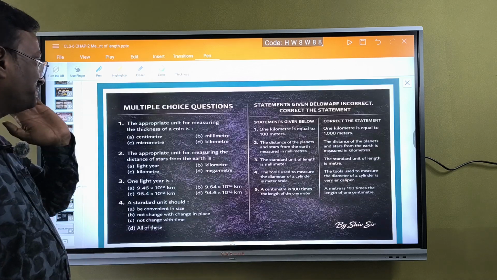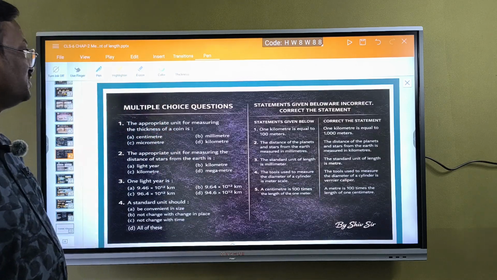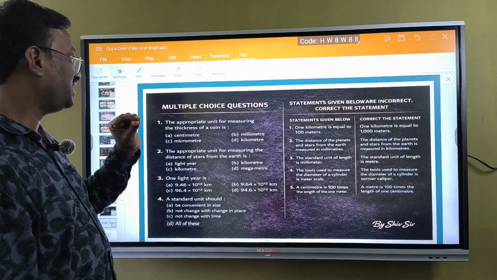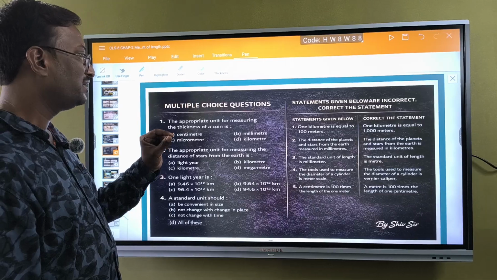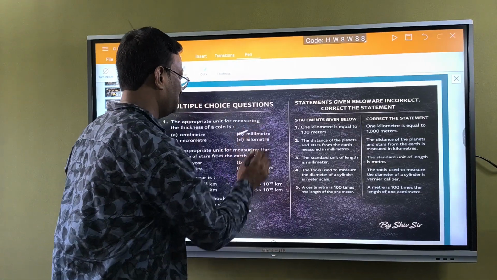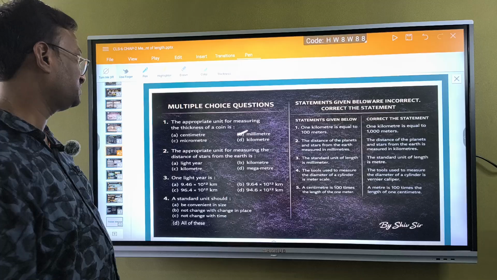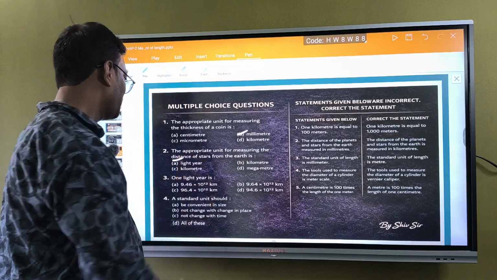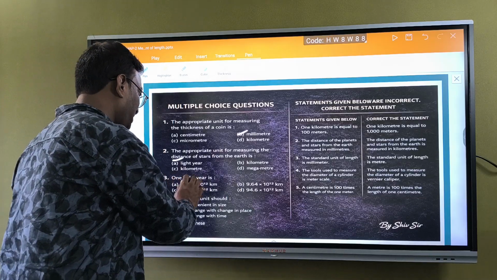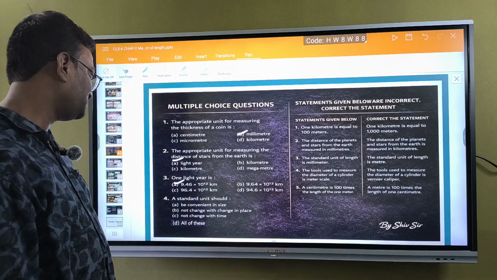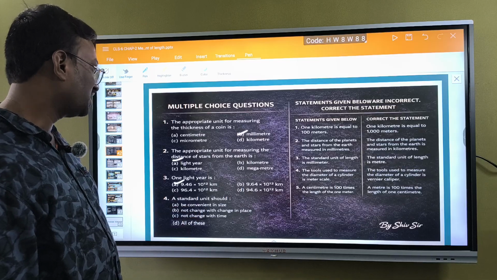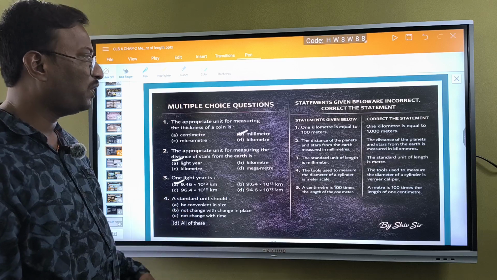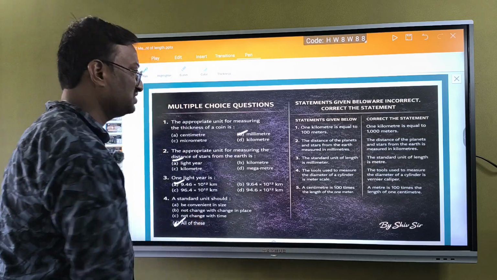Okay, next we go for multiple choice questions. The appropriate unit for measuring the thickness of a coin, what is that? Centimeter, micrometer, millimeter, kilometer? Millimeter. So the coin thickness will be in terms of millimeters. The appropriate unit for measuring the distance of stars is the light year. 1 light year is equal to, it has been repeated, 9.46 into 10 power 12 kilometers. A standard unit should be of convenient size, not change with change in place, not change with time, all of this.